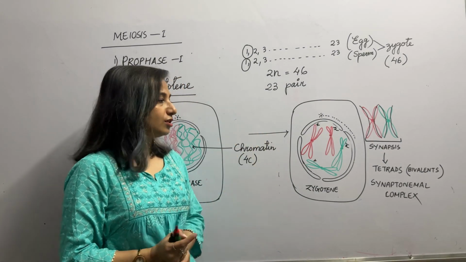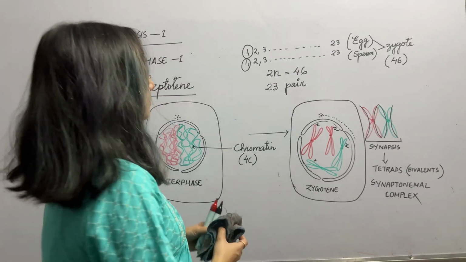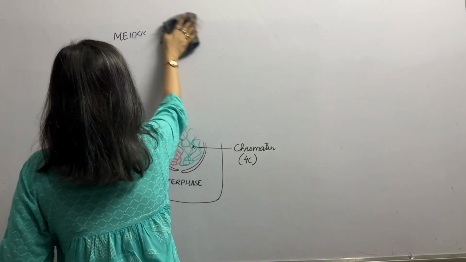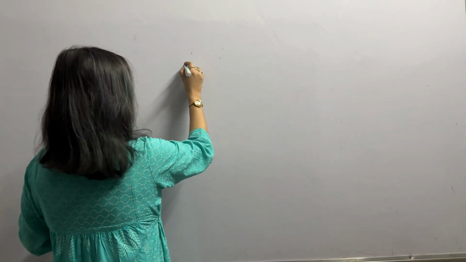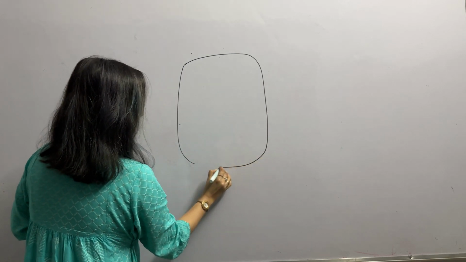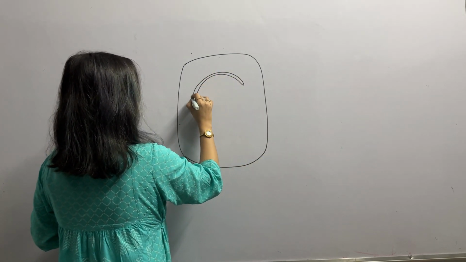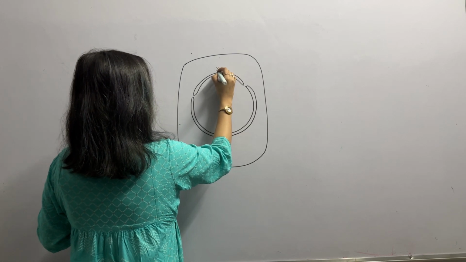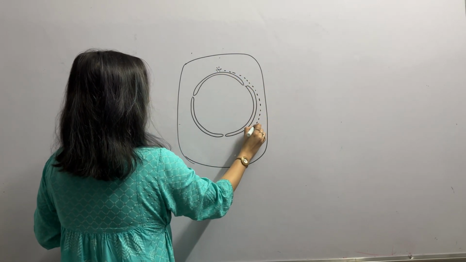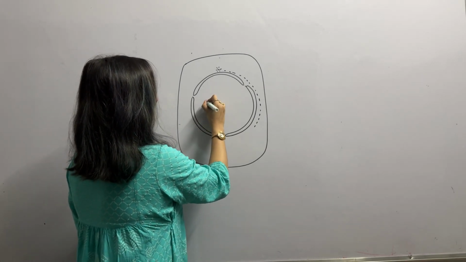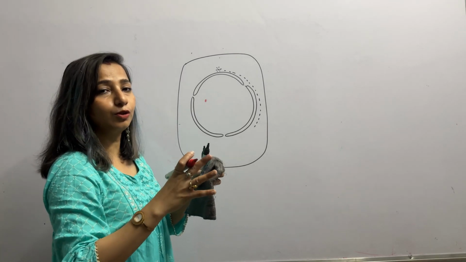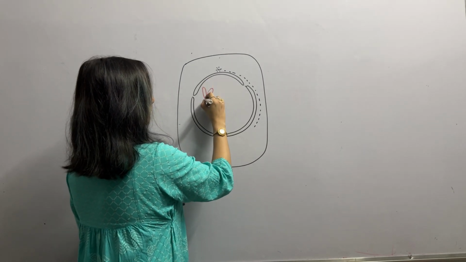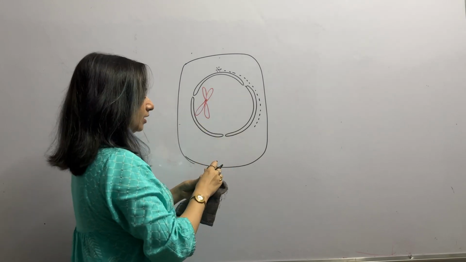So I hope you have understood what is happening in this phase. Now let us move to the next phase, which is pachytene. So in pachytene what will happen? Gradually the movement is increasing. Now what we see is the homologous pair that we had seen, formed entering zygotene. There will be crossing over.